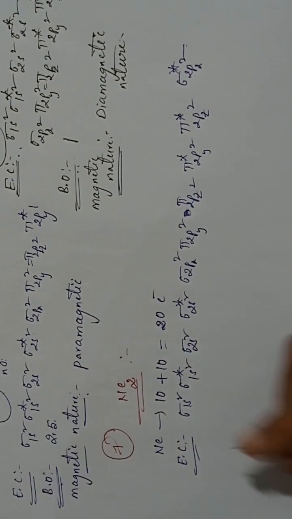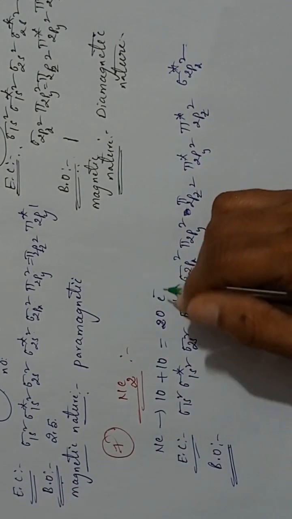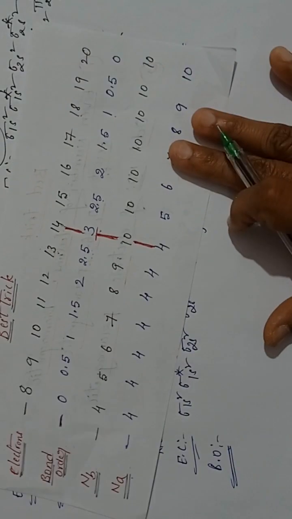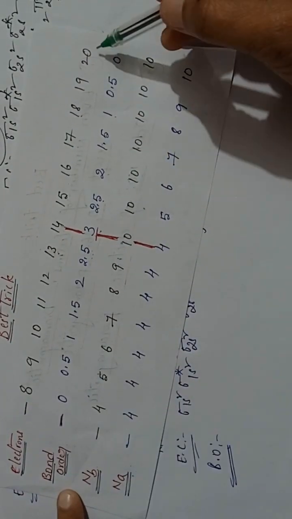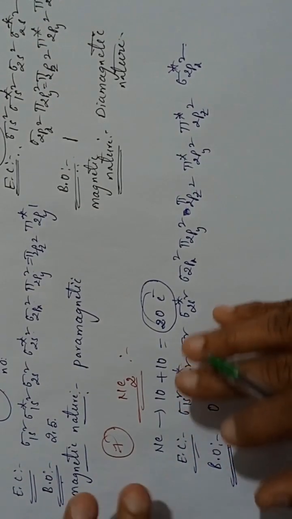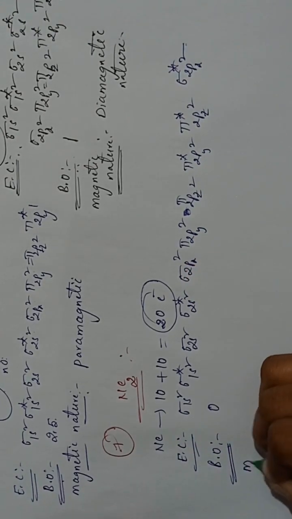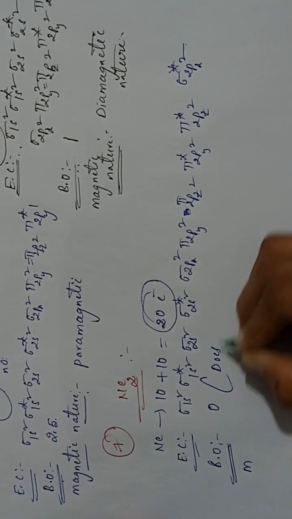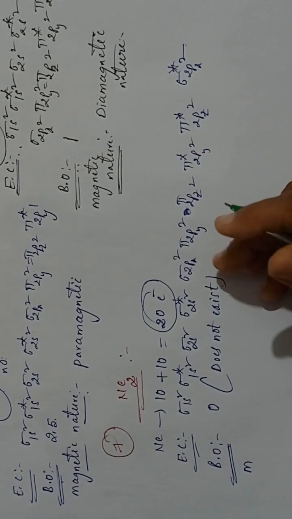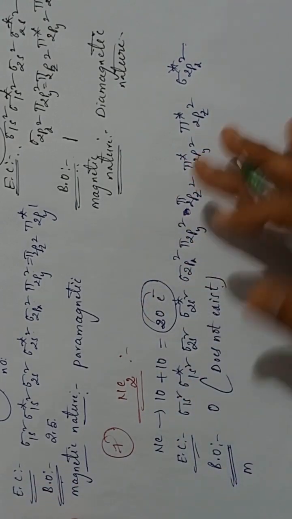Now see, students, bond order. What is the bond order here? Total 20 electrons there now. So 20 electrons means in the table what is the bond order value? 0. So that means bond order is 0. That means the molecule does not exist. Clear? That means Ne2 molecule does not exist because Ne is a noble gas element. In the atomic state only it is stable. In the molecular state it is unstable.